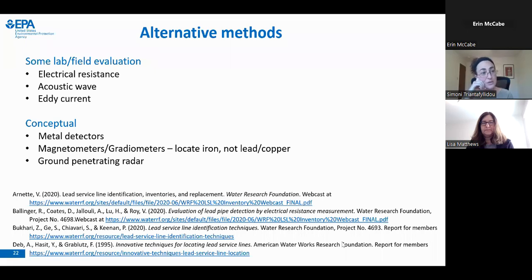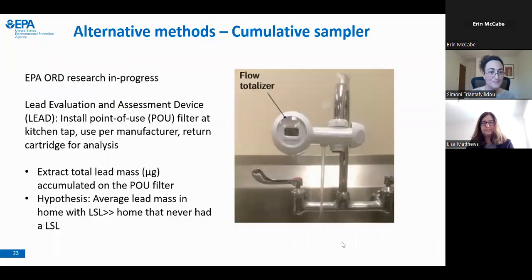We didn't look into those for our pros and cons table and our stepwise identification approach because not a lot of information was available about their application specifically for the purpose of lead service line identification in the drinking water industry. Although again, some of these have been used in other industries for other purposes. And for the ones that have been assessed for lead service line identification, they have had some lab and field evaluation, but still not that much information that we felt comfortable presenting.